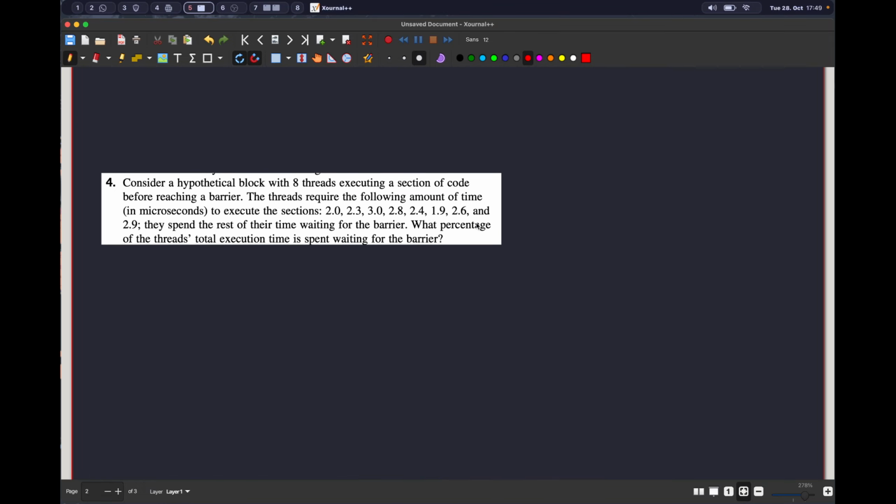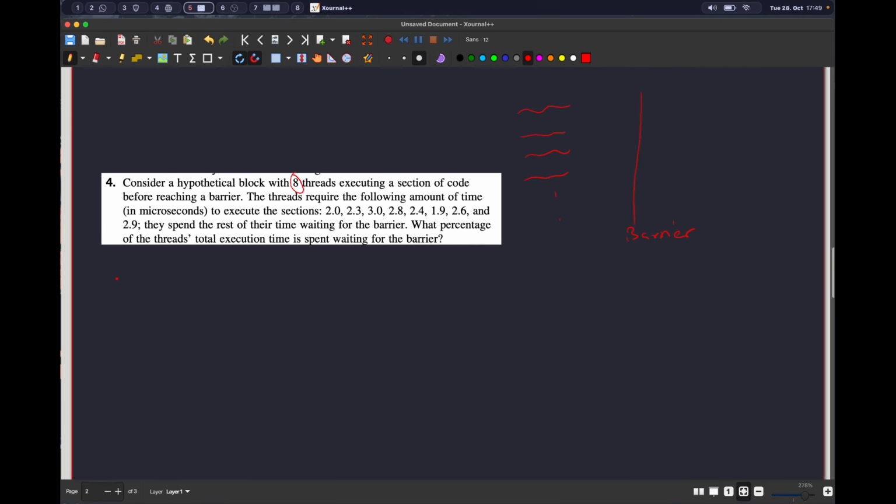Moving on to the next, consider a hypothetical barrier. Consider a hypothetical barrier with 8 threads executing a section of code before reaching a barrier. So there are 8 threads and so on. This is the barrier. The threads require the following amount of time to execute. They spend the rest of the time waiting for the barrier. What percentage of the thread's total execution time?